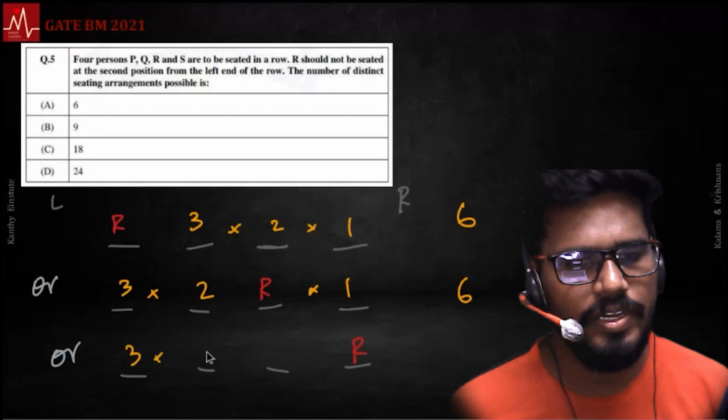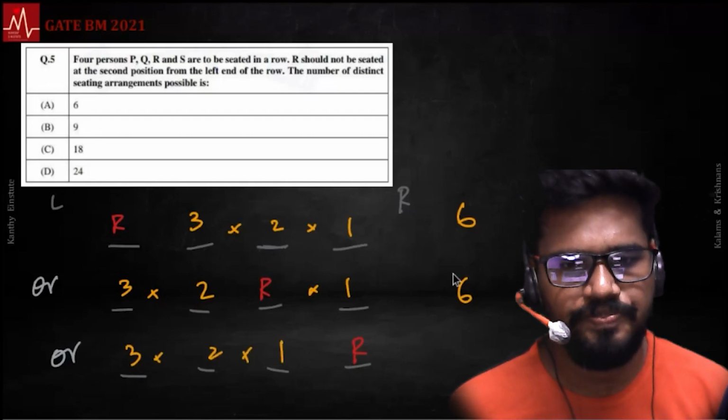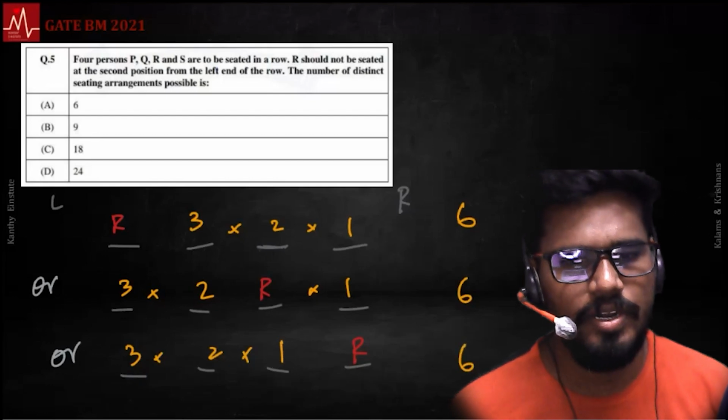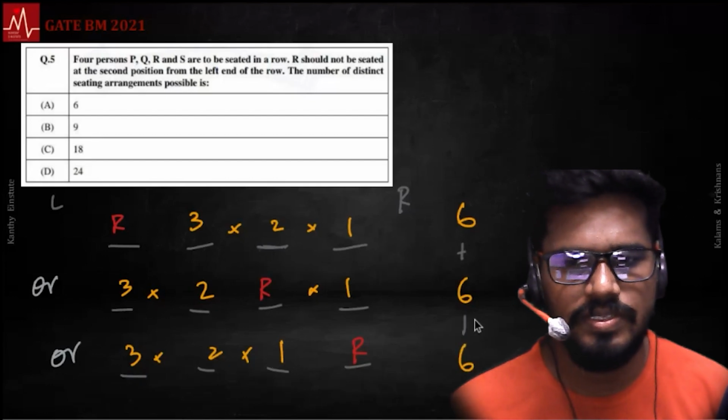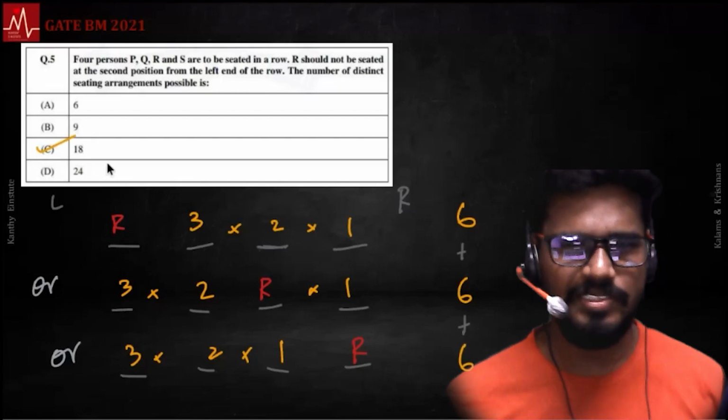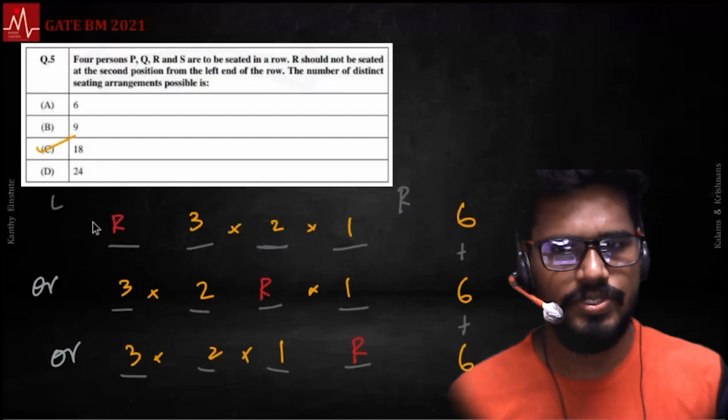Any 3 here, any 2 here, rest 1 here. That makes 6 possibilities here. And because it's an R, these things get added: 6 plus 6 plus 6. That is 18. This is fairly easy. A screen issue is resolved, I suppose.